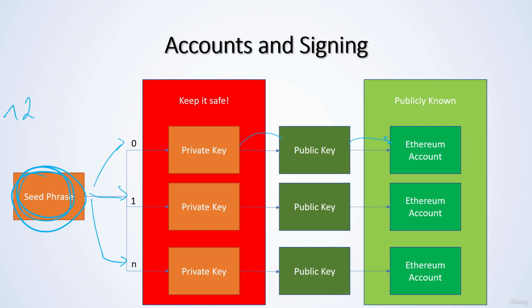Your 12-word mnemonic, 12-word seed that you hopefully wrote down and kept somewhere safe. And then from this one, the private keys are generated. And when you say in MetaMask, hey, give me a new account, then it will use the seed phrase, increment the account index, create a new private key, create a public key in the background, hash it, take the last 20 bytes, and then have the Ethereum account. This is what happens in the background in the wallet functionality of MetaMask.